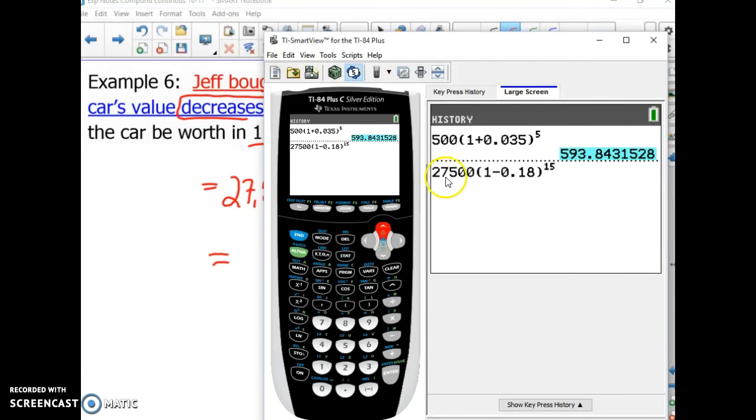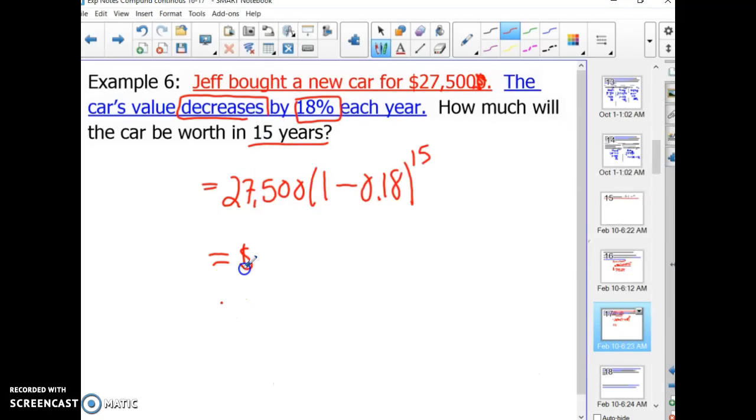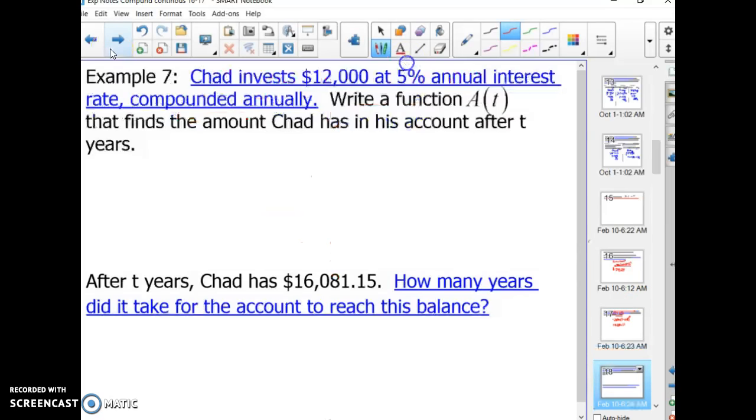I have that in, 27.5, 1 minus 0.18 raised to the 15. So here we go. What do I get? $1,401.33. So that's how much it's worth at the end of 15 years. Plugging and chugging into that equation.